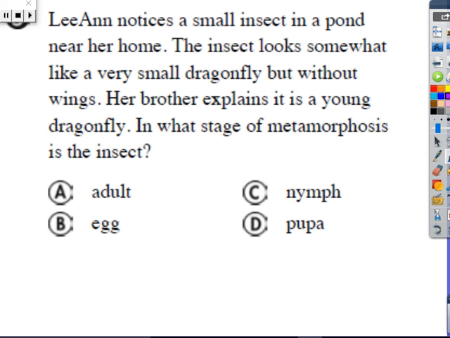Leah notices a small insect in a pond near her home. The insect looks somewhat like a very small dragonfly, but without wings. Her brother explains it is a young dragonfly. In what stage of metamorphosis is the insect? Is it in the adult stage, the egg stage, the nymph stage, or the pupa stage?